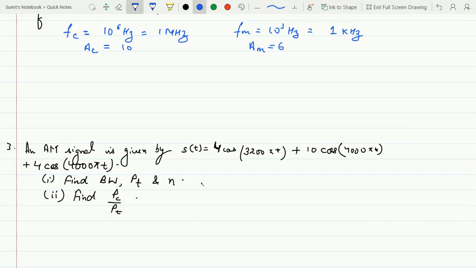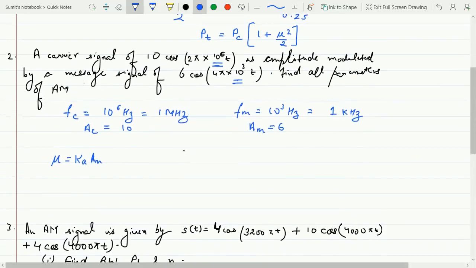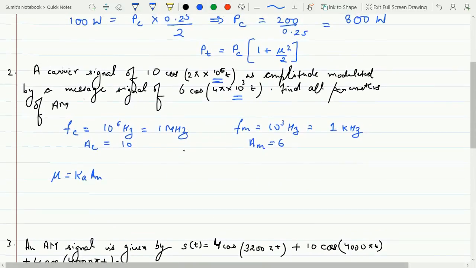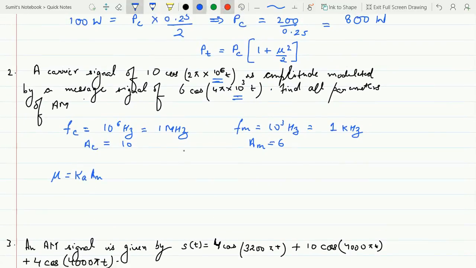So you know that you have to find the modulation index mu, which we defined as Ka Am. But in this question Ka is not specified. So how to deal with this question? That is why I put this question here. So remember that if Ka is not specified, you will take Ka as 1 by AC.